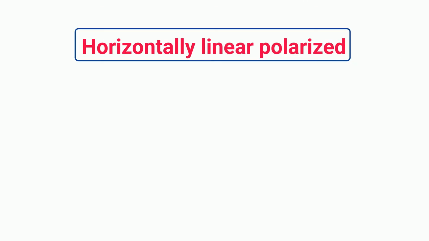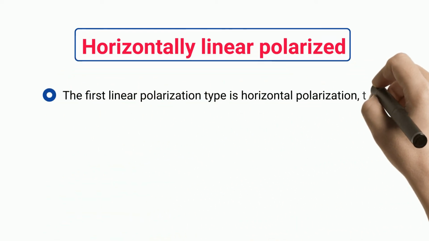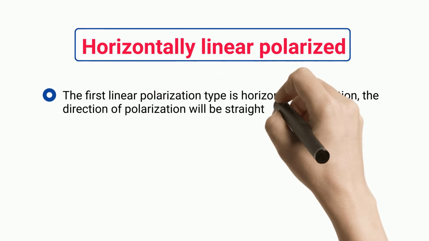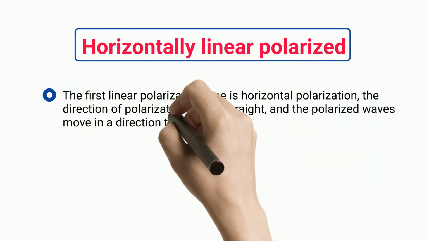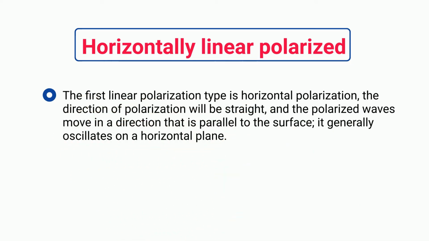Horizontally linear polarized. The first linear polarization type is horizontal polarization. The direction of polarization will be straight, and the polarized waves move in a direction that is parallel to the surface. It generally oscillates on a horizontal plane.